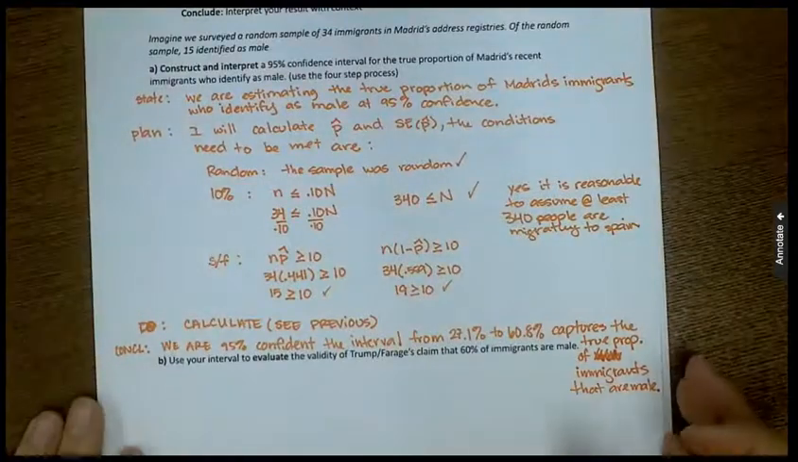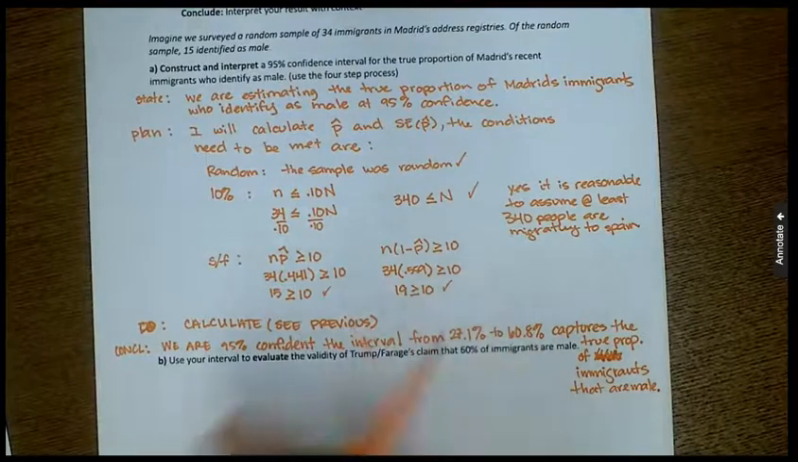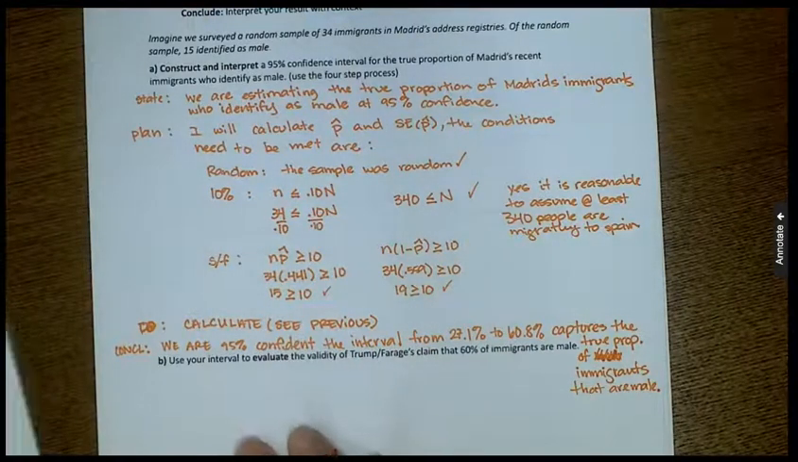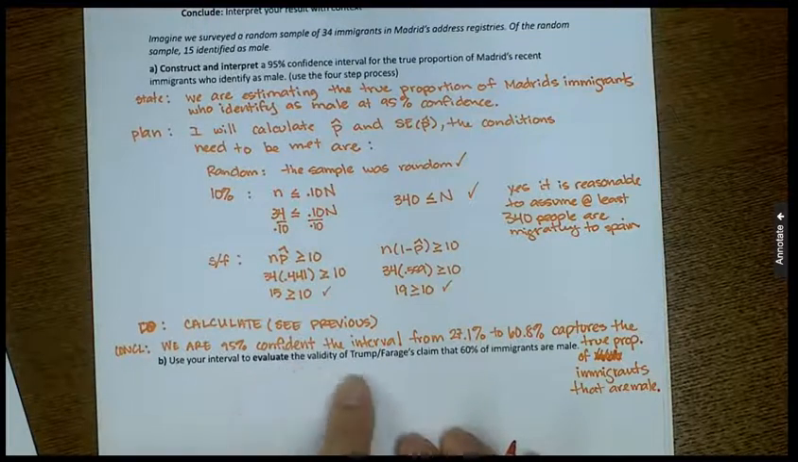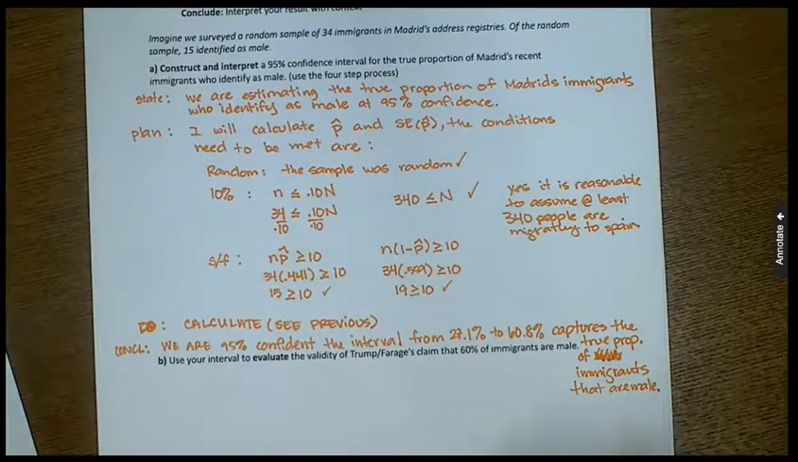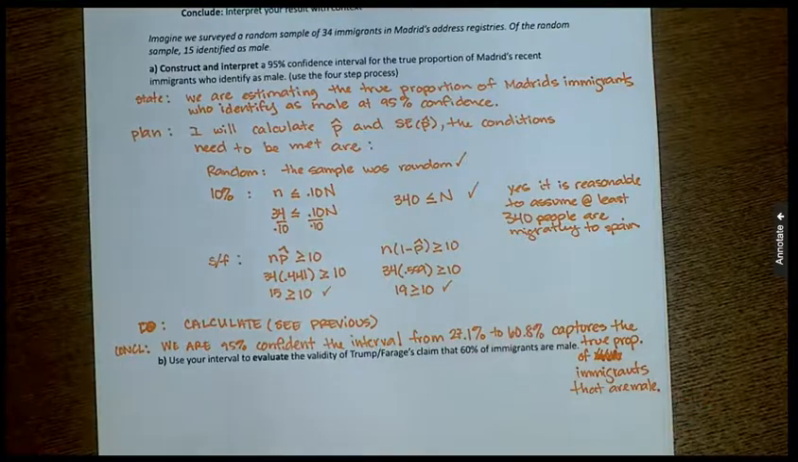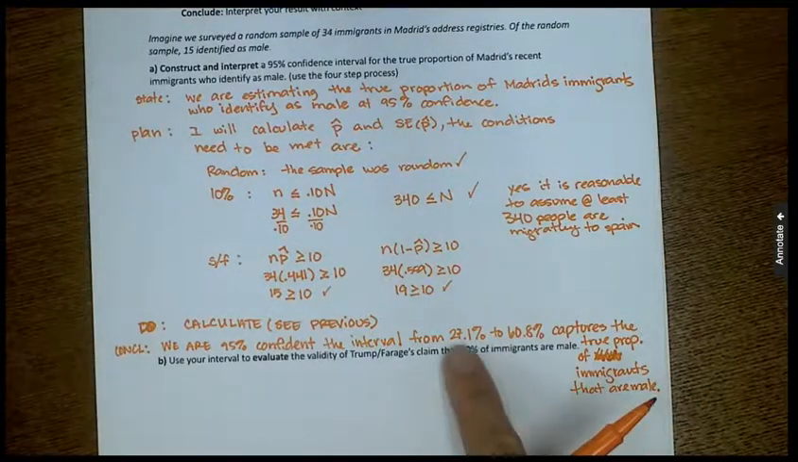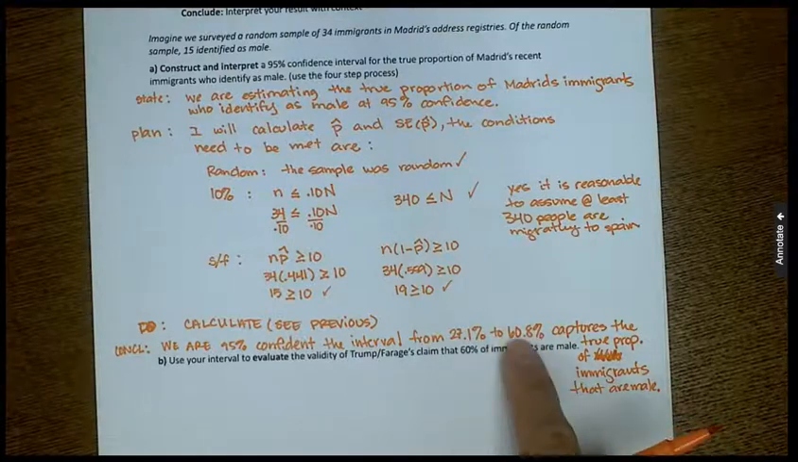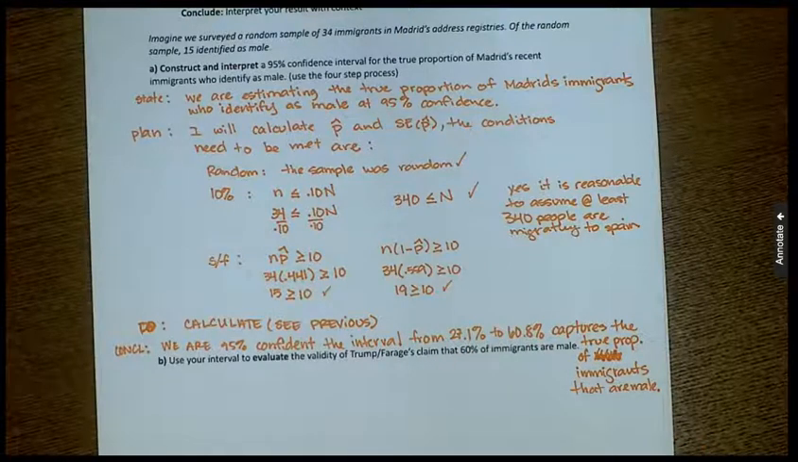Okay. So this is our 4-step process here, including the calculations, which I didn't rewrite, but they are on the previous page. Now, it says use your interval to evaluate the validity of Trump-Farage's claim that 60% of migrants are male. So with this scenario we came up with a range of 27.1 to 60.8. So their 60% claim is possible because it is in our confidence interval.